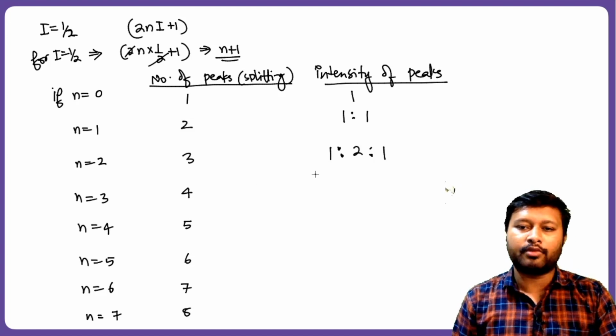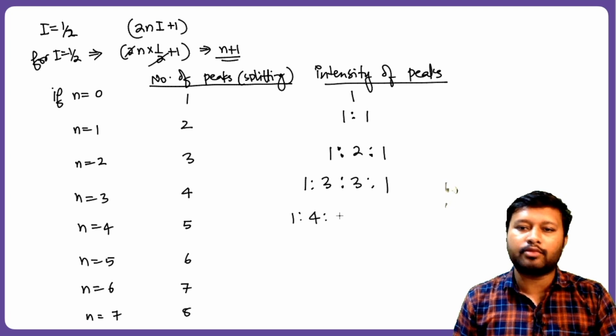So 1:2:1. Then for 4 you have 1:3:3:1. For 5 it is 1:4:6:4:1. For 6 it is 1:5:10:10:5:1.